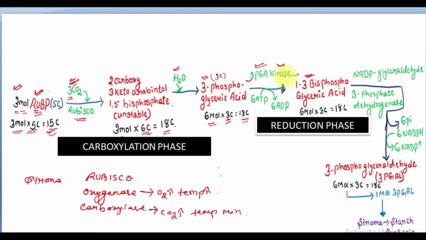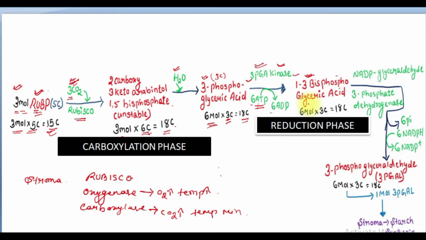But we need phosphate. From where will we get the phosphate? We will get the phosphate from ATP. We are using here 6 molecules, so we will use 6 molecules of ATP, and in return we will get 6 ADP. 1 phosphate will be utilized over here to get 1,3-bisphosphoglyceric acid. This 1,3-bisphosphoglyceric acid is also a 3-carbon containing compound.